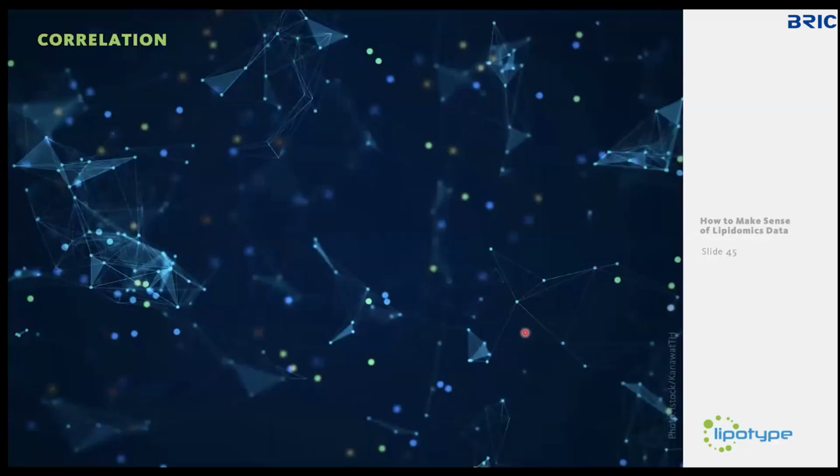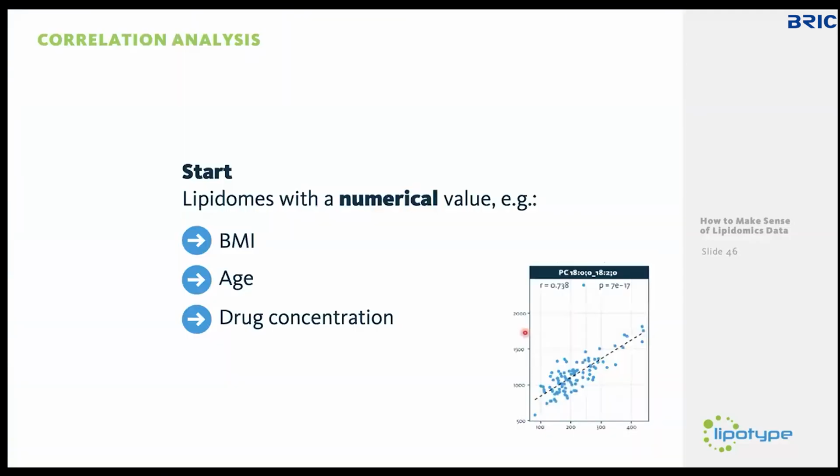Another analysis we like to do is correlation. And what that means is you come up with another numeric value you are interested in. That could, for people, be, for example, the BMI or the age of the individual, or you actually treat it and you have a drug concentration that you're looking at. And that concentration might be, for example, here on the x-axis, and then this lipid might be on the y-axis. And what you're looking for, is there a significant trend that you're finding? So the more drug you use, the more this lipid is increased or decreased.